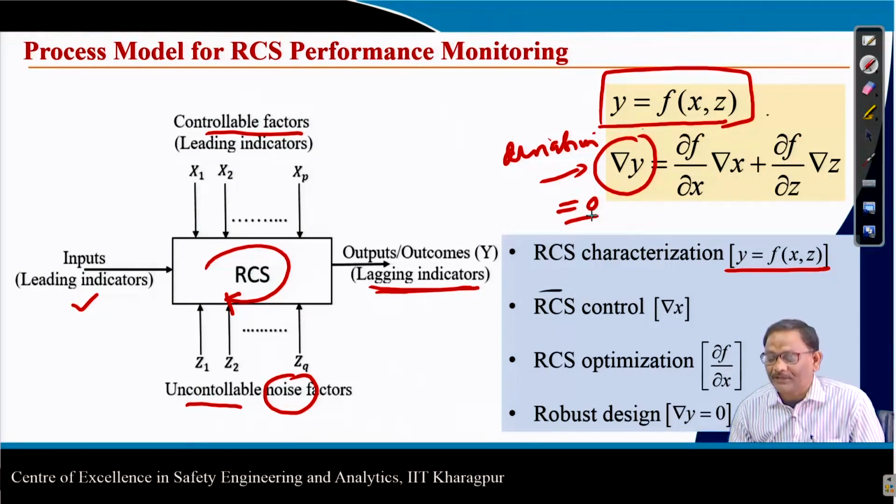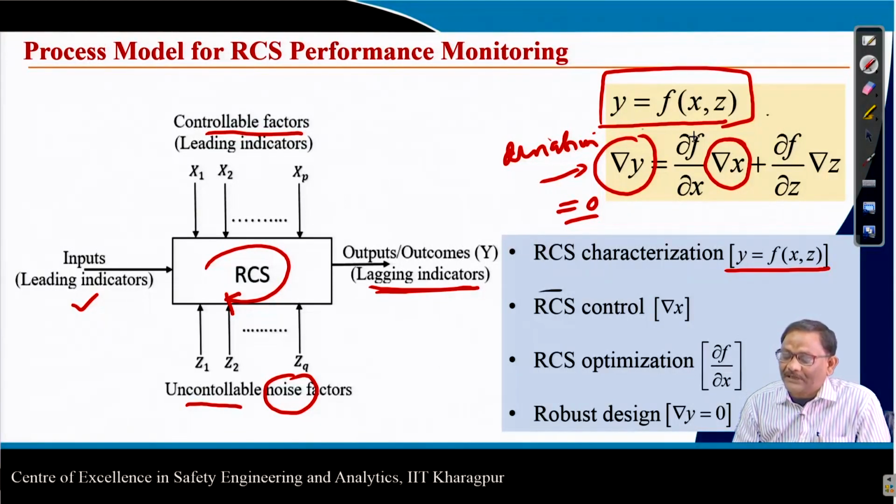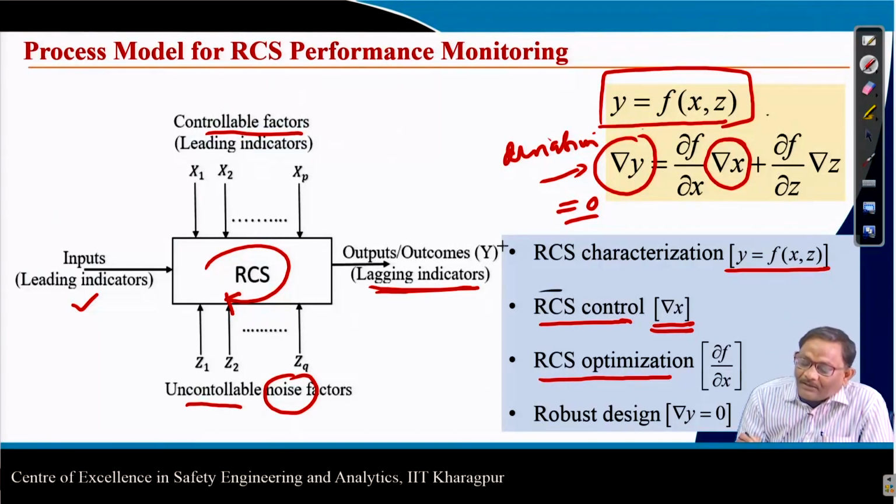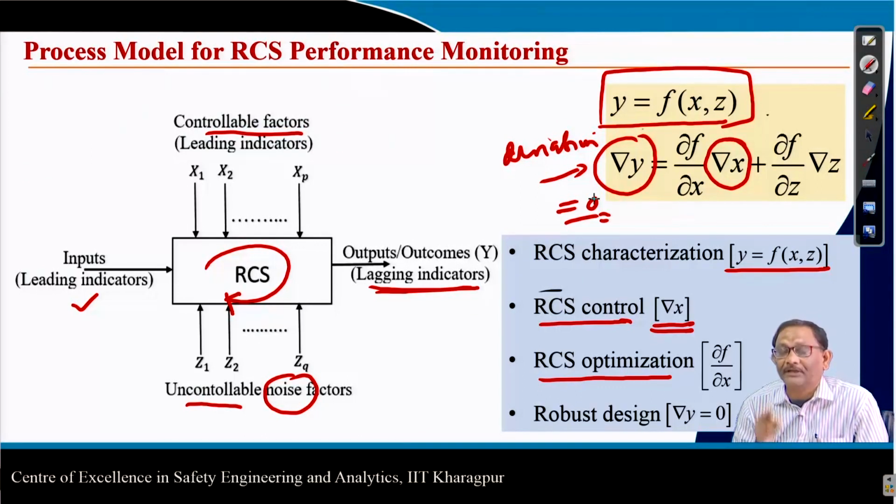So how will it be possible? What are the controllable factors? Your x is controllable. So the delta x is the issue. That means if you want to control the performance of the RCS, you are focusing on change in controllable factors, that is delta x. That is called RCS control. Now, what is RCS optimization? It is hard, difficult to say that delta y will always be 0, but at least near 0, some kind of optimum value, as minimum as possible from the deviation point of view.